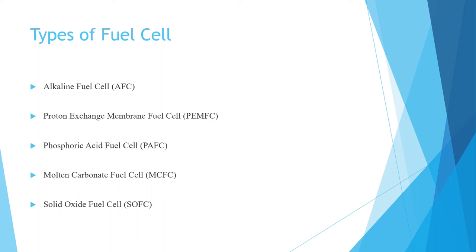The second one is the proton exchange membrane fuel cell, or PEMFC. The third one is the phosphoric acid fuel cell, PAFC. The fourth one is the molten carbonate fuel cell, MCFC, and the next one is the solid oxide fuel cell, SOFC. So students, these are the types of fuel cell.